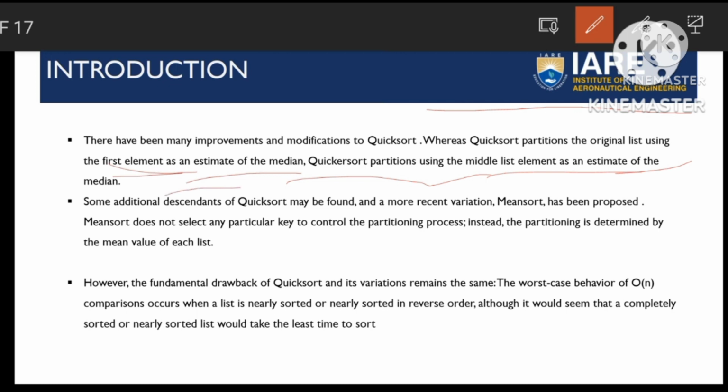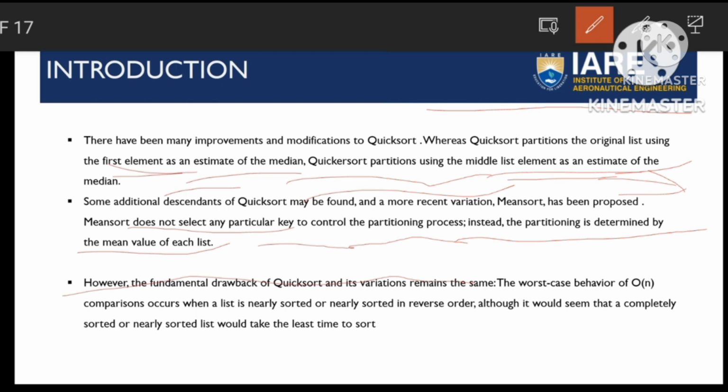Some other descendants of quicksort may be found by using more decent variations. Mean sort has been proposed. Like instead of considering first or last, we can consider a median element. This is one more proposal. Mean sort does not select any particular element to control the partition. Instead, the partition is determined by the mean value of each list. Like we are going to consider the mean value of each list, and then we are going to apply the quicksort algorithm again. However, the fundamental drawback of quicksort variations remains the same.